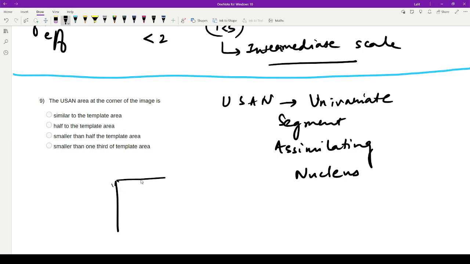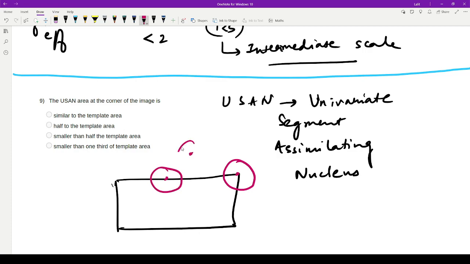So if you remember this specific example in the class, what they are asking is if your template is like this, which is circular, and you have three different regions, for instance, here it's a corner, here it's an edge, and here it's a flat region. So how should it be at the corner of the image? Less than half the template area. Yeah, it should be smaller than half of the template area. This is the effective area, which is similar to the central pixel out here.